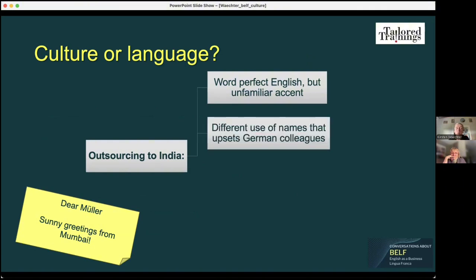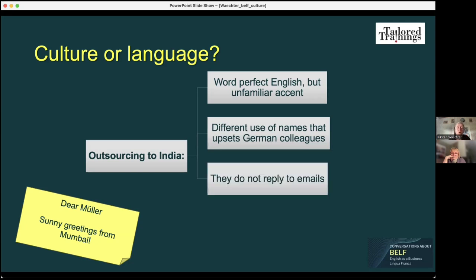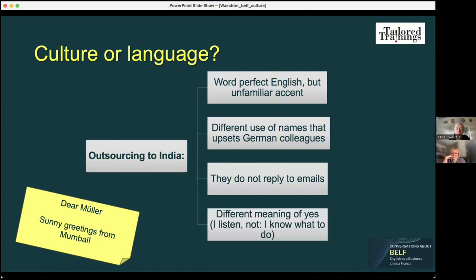Then they wrote things like Dear Müller or Dear Schmitz. This very different use of names upset the German colleagues. Very often the Indians didn't reply to emails. And they came over for work shadowing, so they were told how to do these accounting things. And they always said yes. And the Germans understood, yes, I know what to do. What the Indians meant was, yes, I'm listening, I'm following. And they brought all this into the classroom.